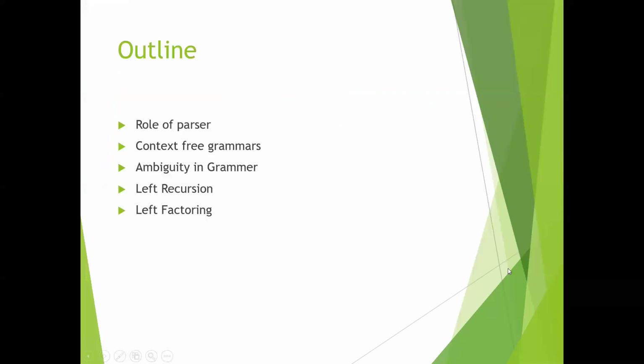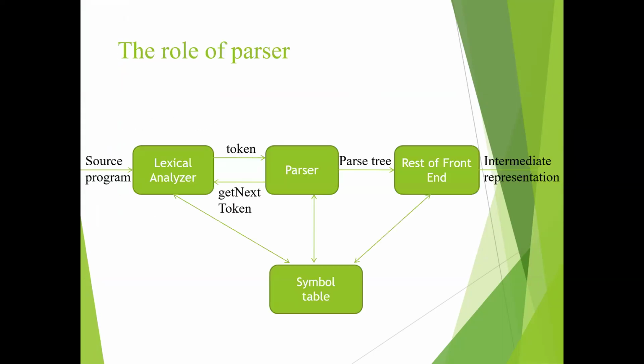So, in today's session, we will see what the role of the parser is, what we mean by context-free grammar, and, if there is an ambiguity with the grammar, how we can overcome that ambiguity with the help of the left recursion removal method and the left factoring method. Now, what is the role of the parser in compiler design?